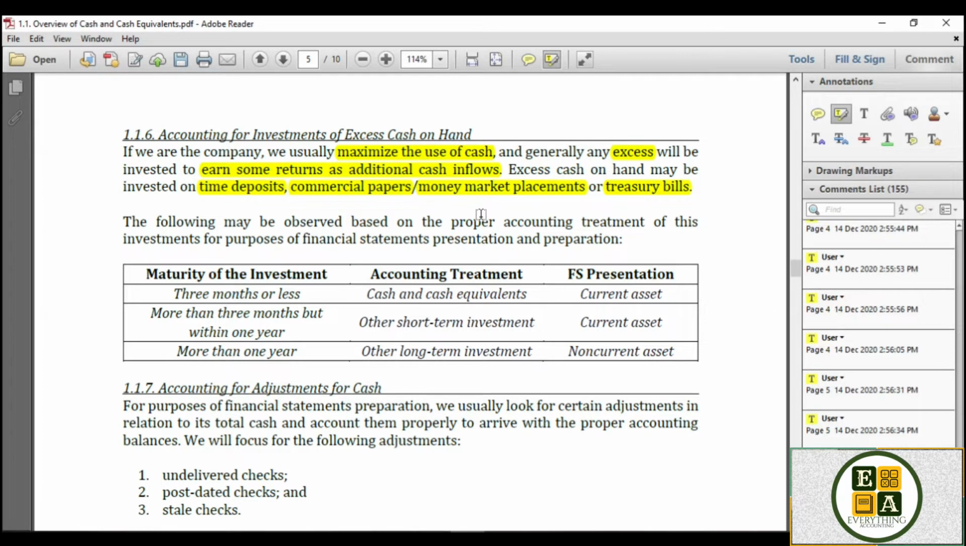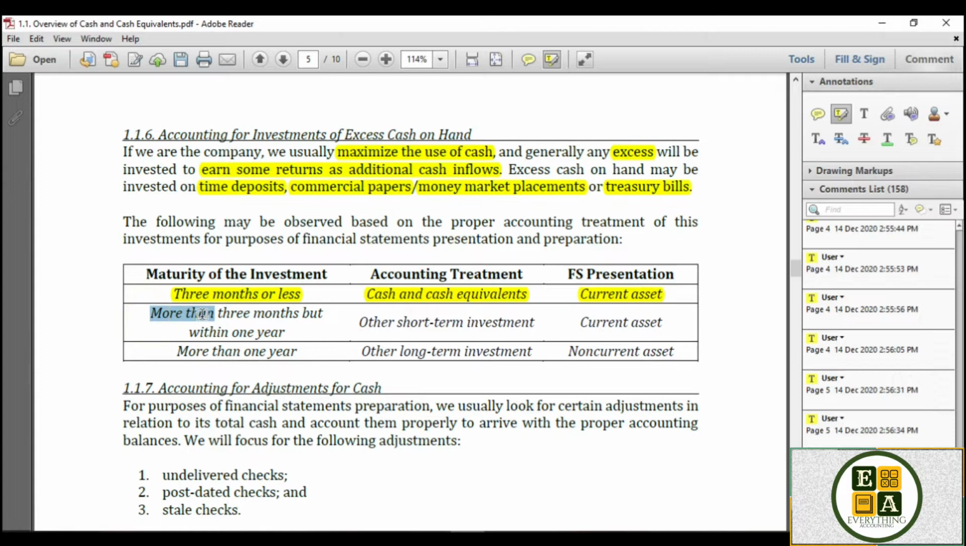Ganon. Now, in accounting, how we're going to i-present or to consider yung mga items ng investment na in-acquire natin with the use of excess cash on hand. Depending on the maturity of investment, we're going to treat it and present it as either cash and cash equivalents, short-term investment, long-term investment as either current asset or non-current asset. So yung qualification, kapag pasok siya as 3 months or less na maturity, so papasok siya specifically as cash equivalents, also part of current asset.